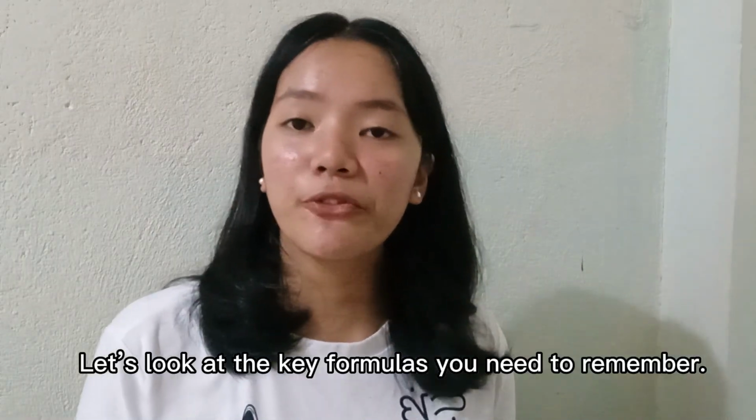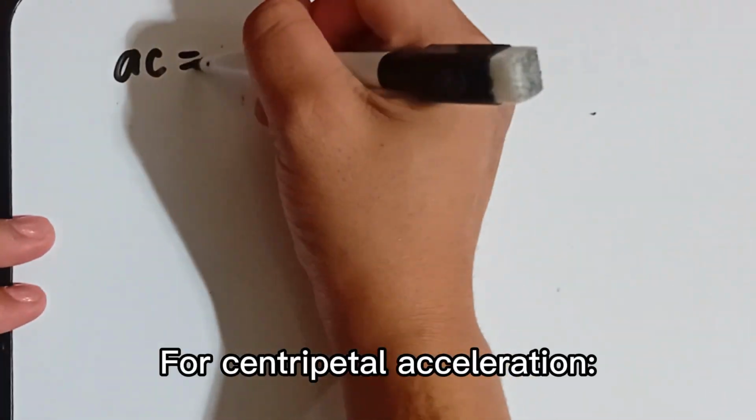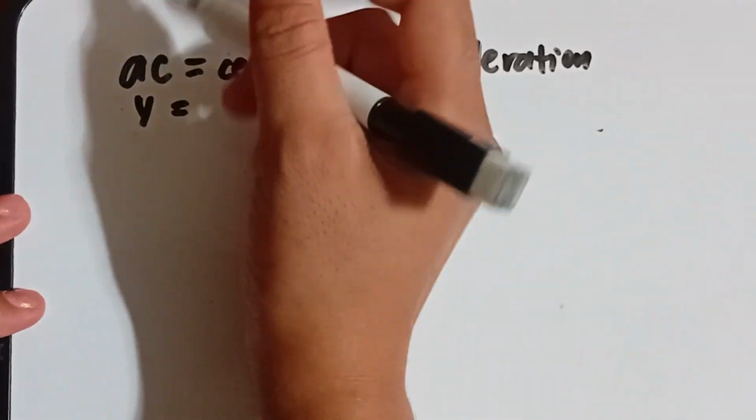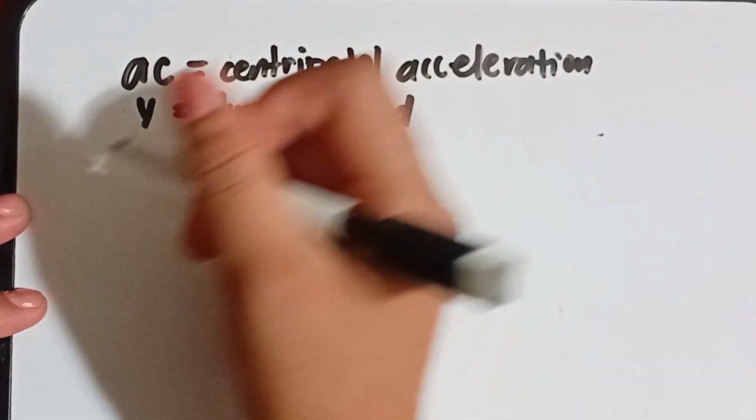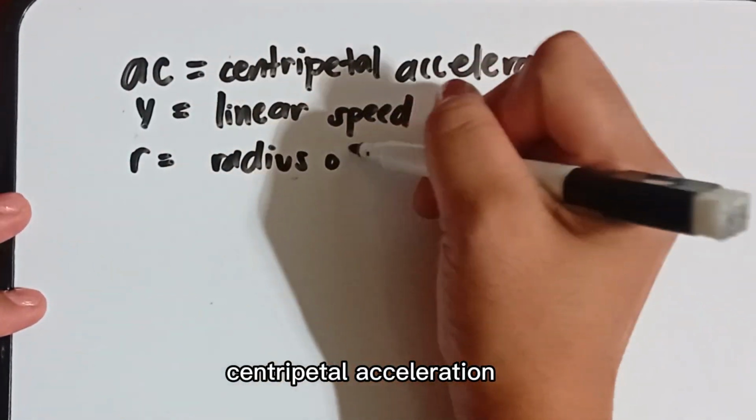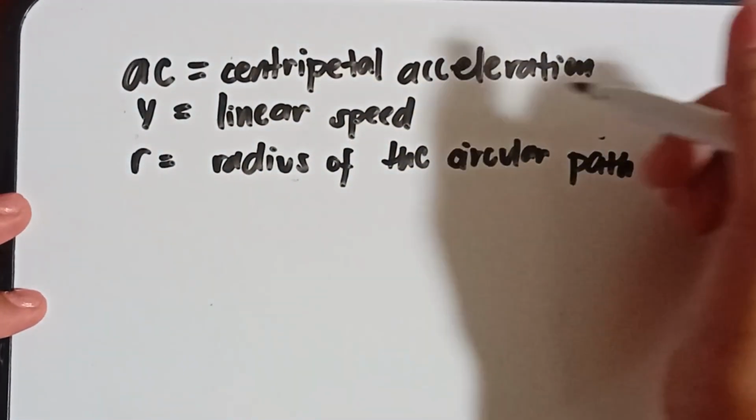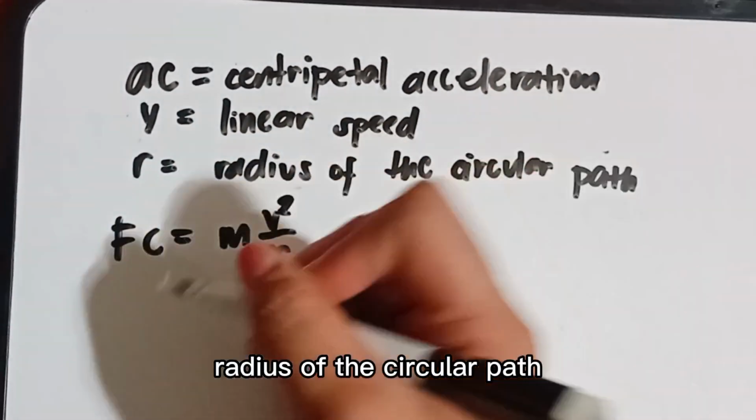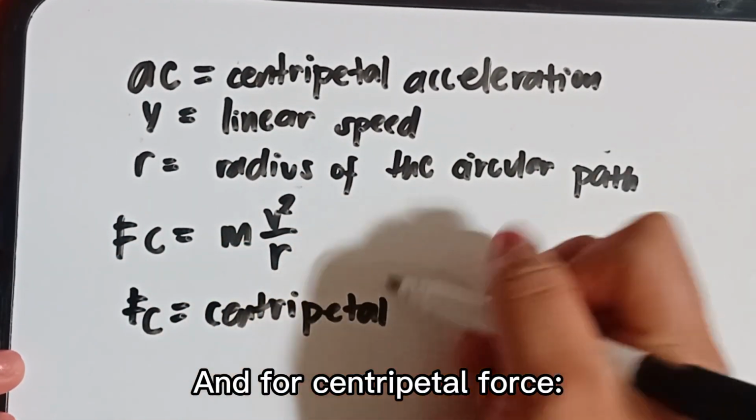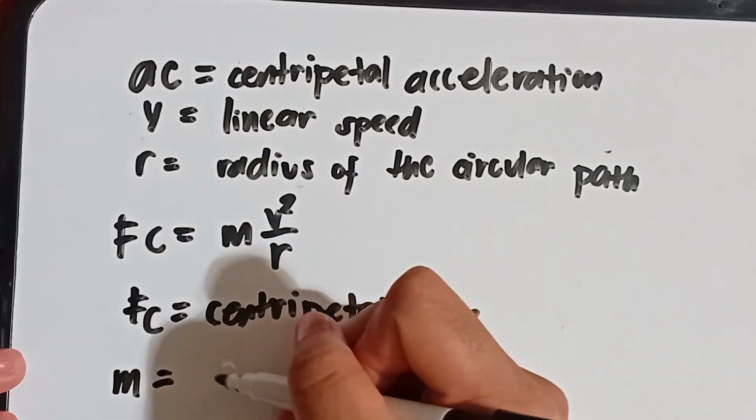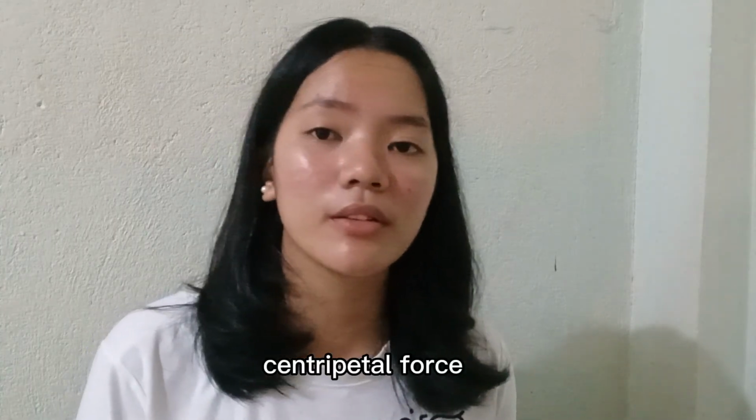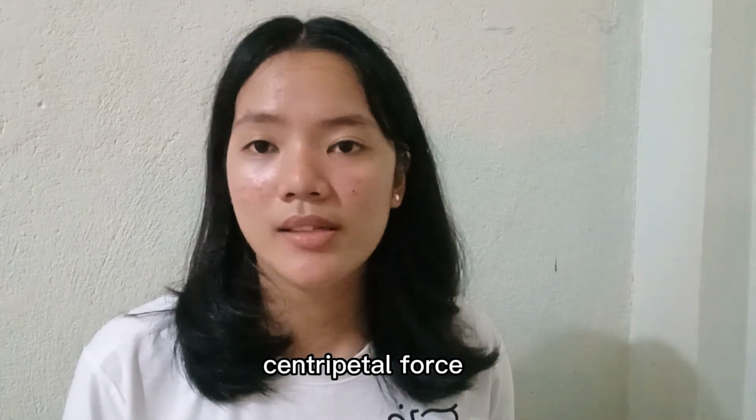Let's look at the key formulas you need to remember. For centripetal acceleration, ac is equal to v squared over r, where ac is centripetal acceleration, v is linear speed, and r is the radius of the circular path. And for centripetal force, Fc is equal to mv squared over r, where Fc is centripetal force, and m is the mass of the object.